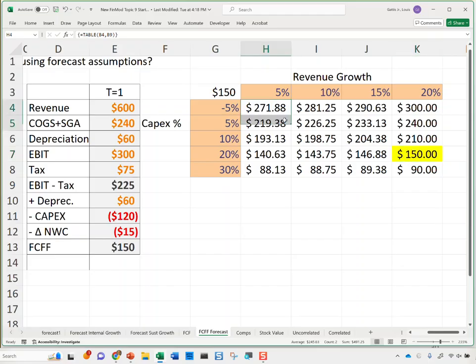But what this allows me to do is this created a 5x4 matrix, 20 possible FCFFs. What if revenue growth was only 5%, but I'm still investing 140 in CapEx? So it gives me different values, different scenarios. All right, so that's how you do a data table.